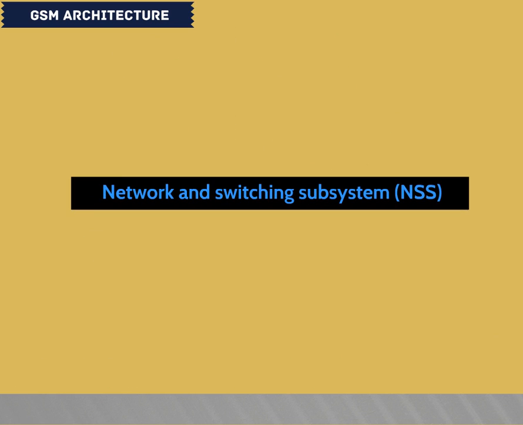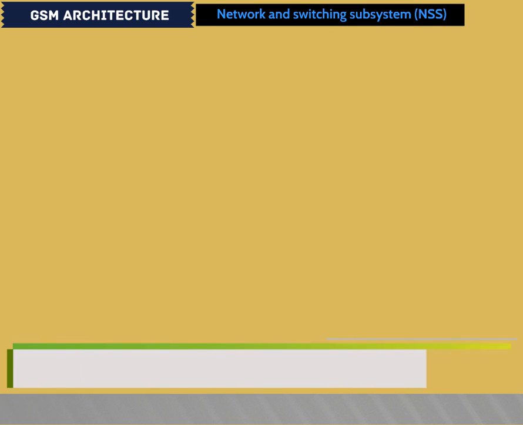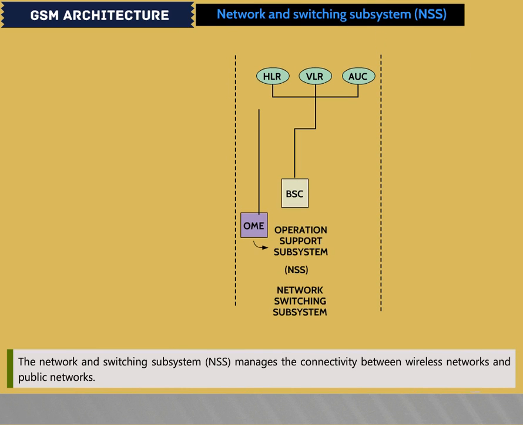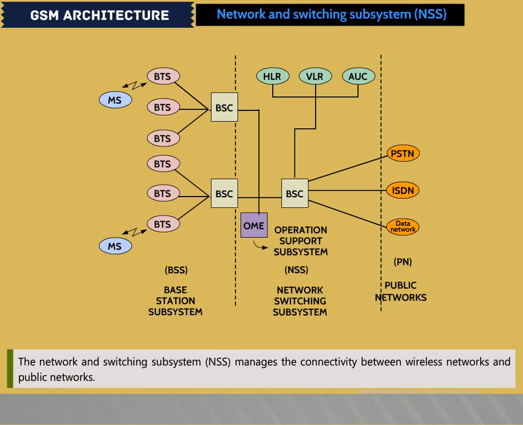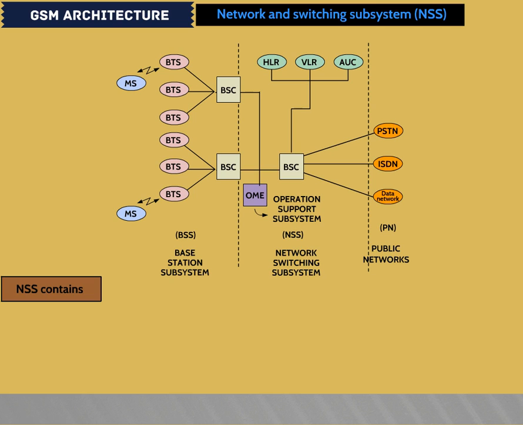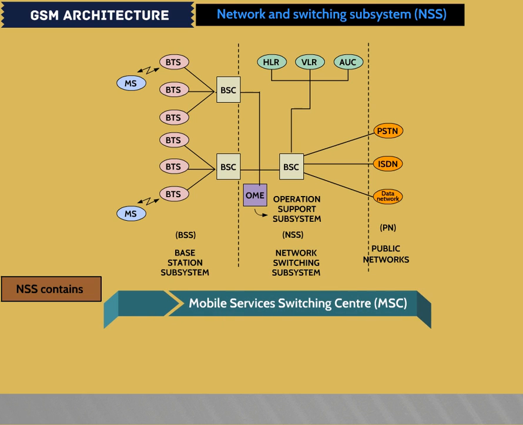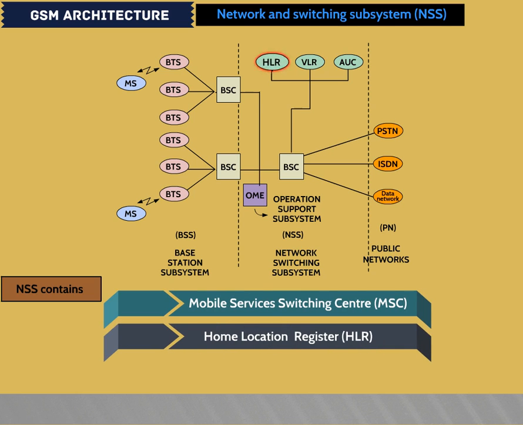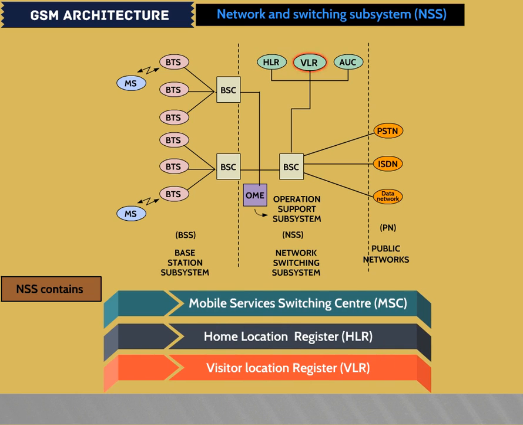Network and Switching Subsystem. The Network and Switching Subsystem, that is NSS, manages the connectivity between wireless networks and public networks. NSS contains Mobile Services Switching Center, that is MSC, Home Location Register, that is HLR, Visitor Location Register, that is VLR.